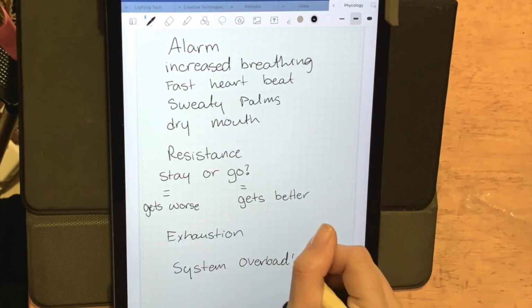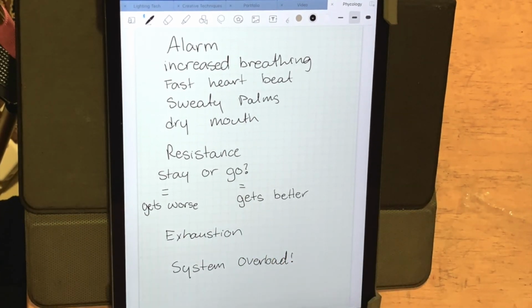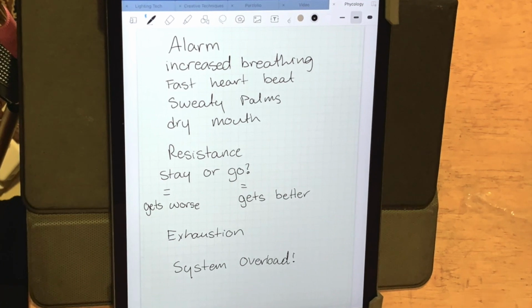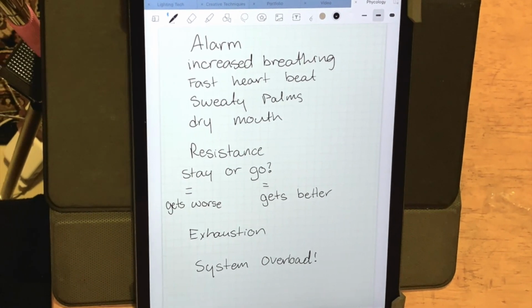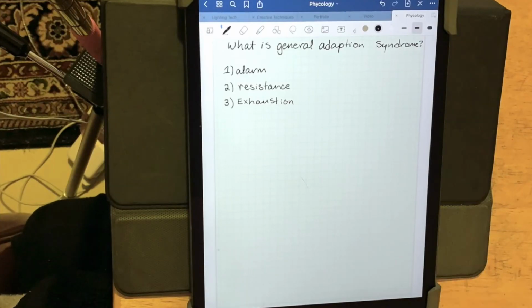The next one that we're going to look at is exhaustion. If you stay and your body is resisting the fight or flight response of you wanting to go home and letting your body go back to normal, then you might get a system overload and experience something like being sick or even having a panic attack.